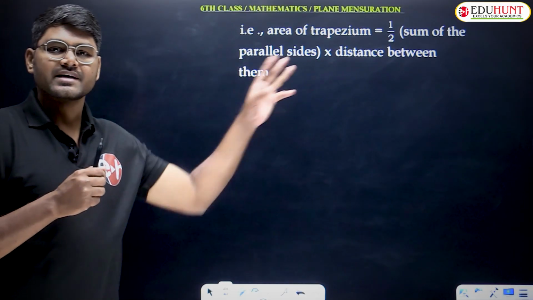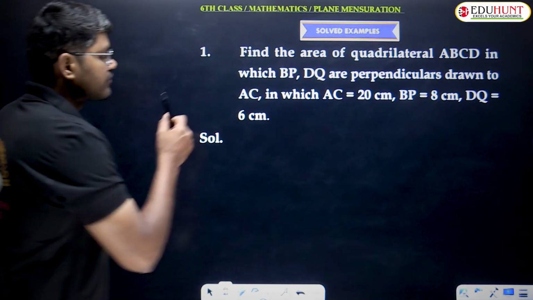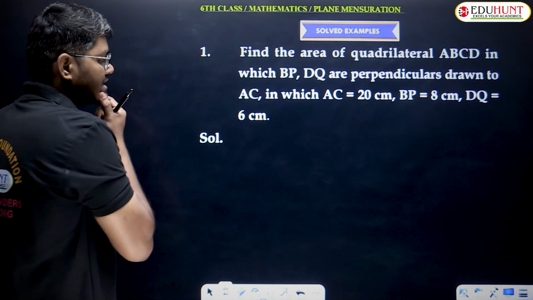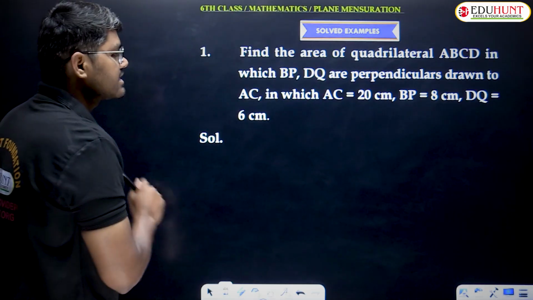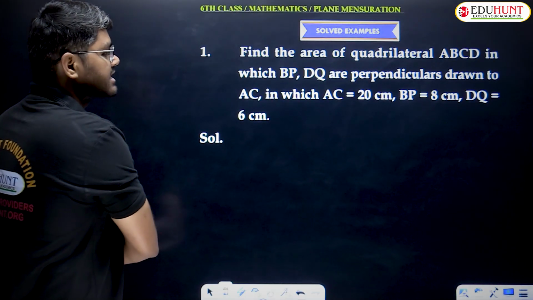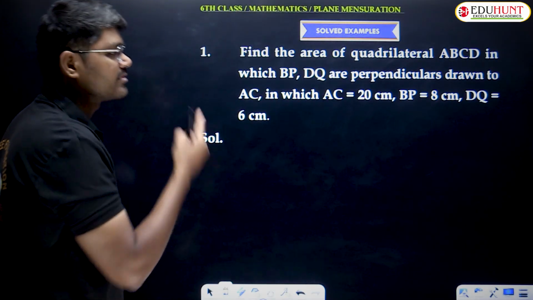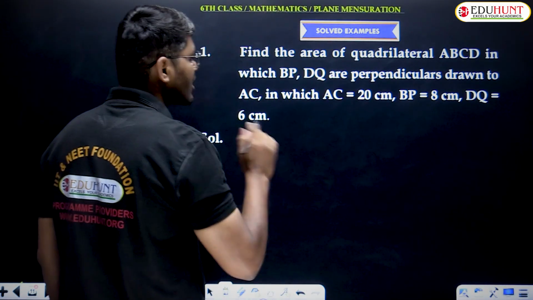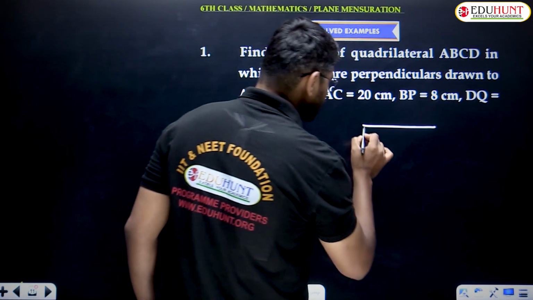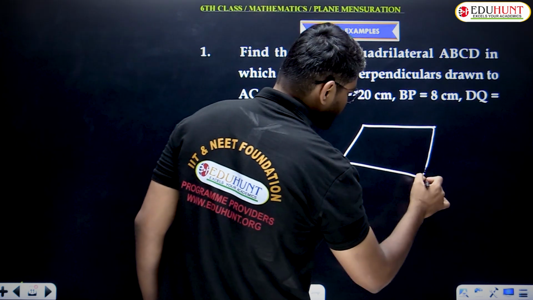Based on this concept, let's solve few examples. Find the area of a quadrilateral ABCD in which BP and DQ are perpendiculars drawn to AC, in which AC is equal to 20 cm, BP is equal to 8 cm and DQ equal to 6 cm. Here we have to find the area of a quadrilateral ABCD. This is quadrilateral ABCD.